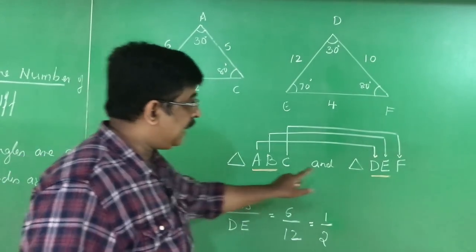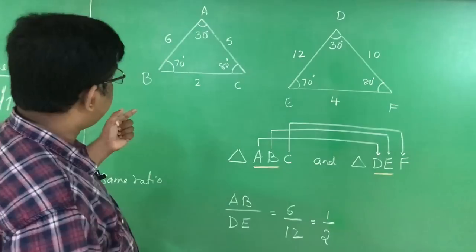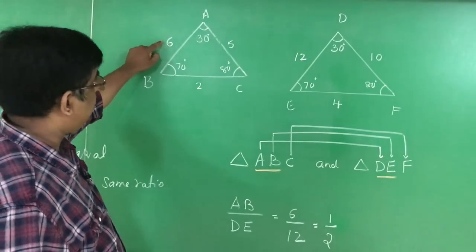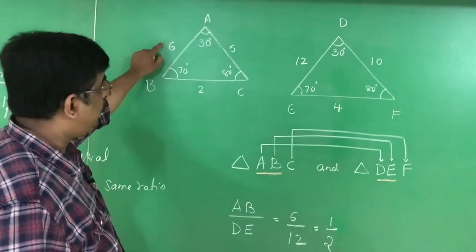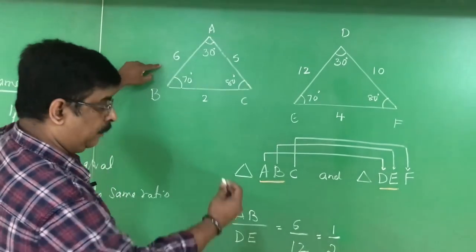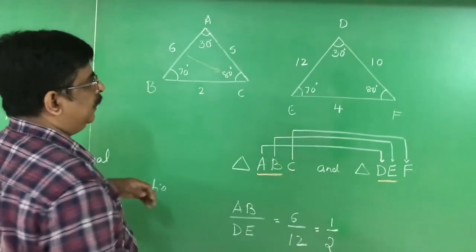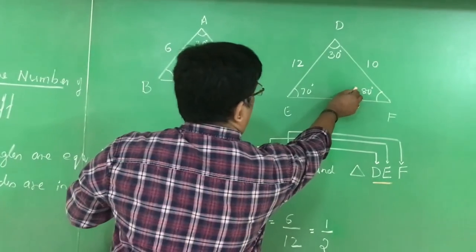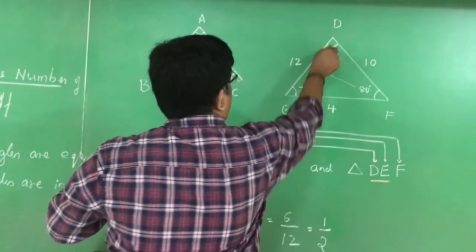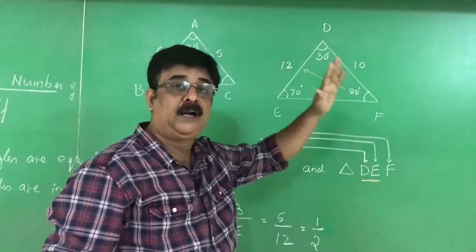What are these AB and DE? AB and DE are corresponding sides. How to understand the corresponding sides? Corresponding sides are the sides opposite to equal angles. See, AB is opposite to angle 80. Here, the side opposite to angle 80 is DE. Therefore, AB and DE are corresponding sides.